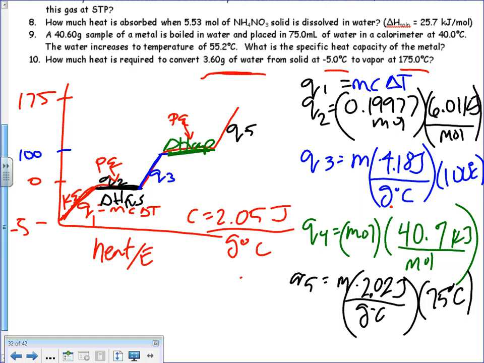Yeah. I added it up against the 12.4. The 12.4.